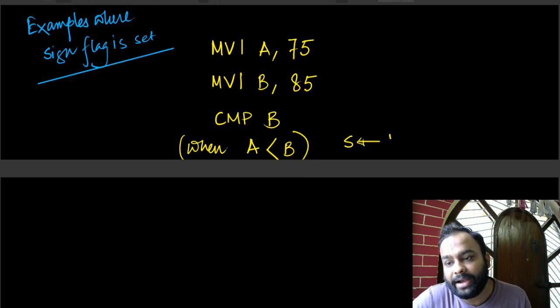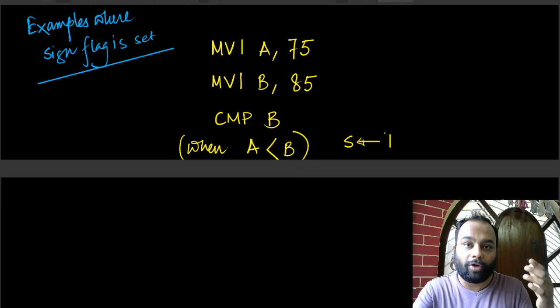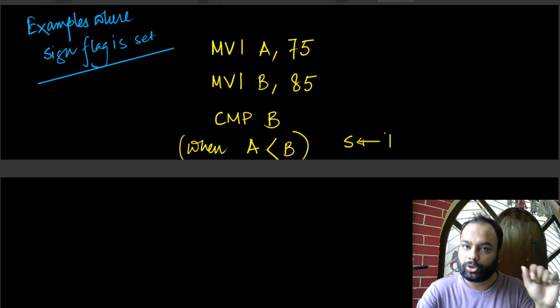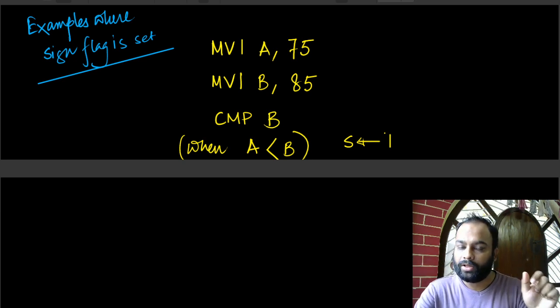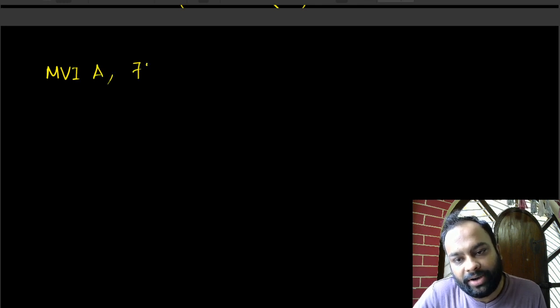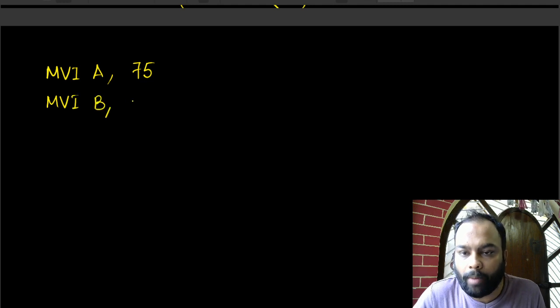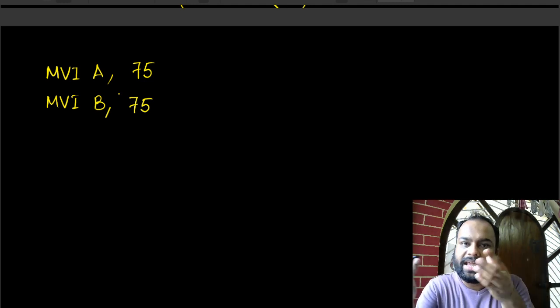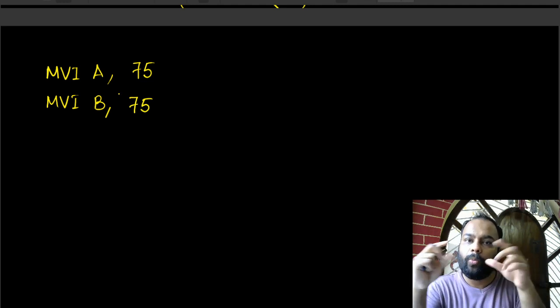So when you are comparing two numbers, you can look at the zero flag and the sign flag, and based on that knowledge, you can figure out whether the two numbers are positive or negative. Let me show you a concrete example of what I just said. For example, if I do MVI A, 75 and MVI B, 75, and I want to compare these two numbers, just like in many if else statements, we compare numbers.